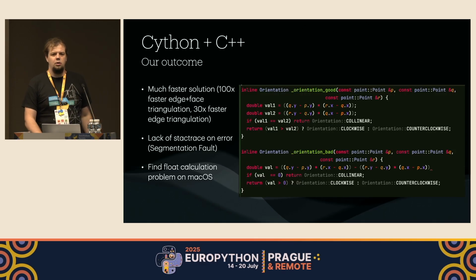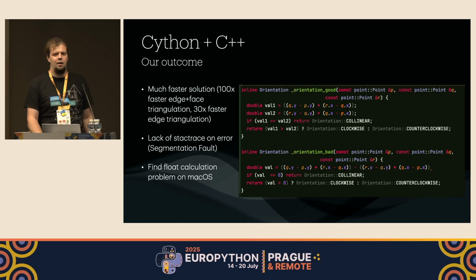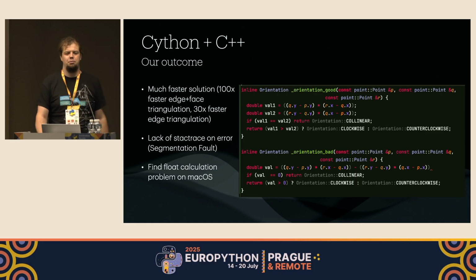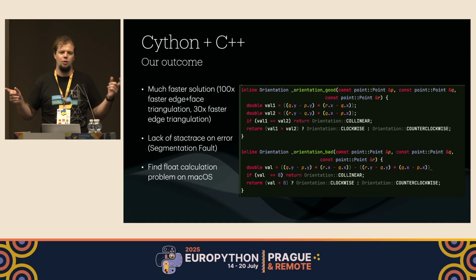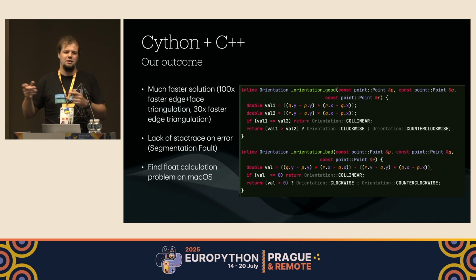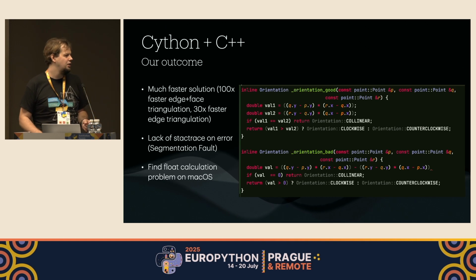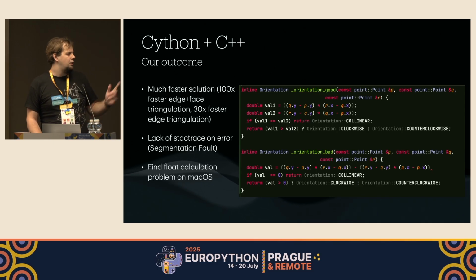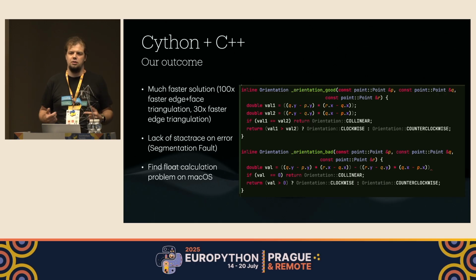So our outcome: we sped up 100 times faster, edge plus phase, and edge triangulation 30 times faster. But we met problems with float precision calculation, you know this problem, 0.1 plus 0.2 is not equal to 0.3. We found many more edge cases. It is a big problem. The segfault is hard to debug if the user does not know how to provide a core dump or give us data.